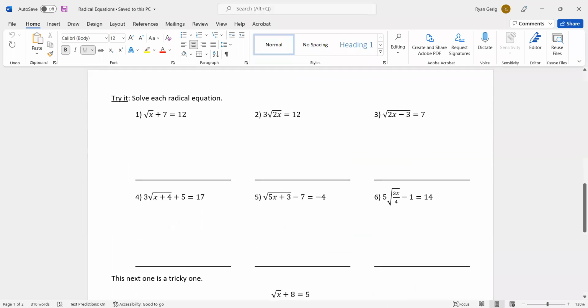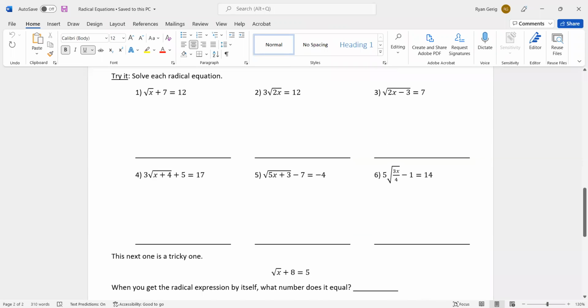So I got 6 here to try. Get the radical expression by itself. The radical expression is radical x. I need to move the 7. So the square root of x equals 5. I am not done. I got to get rid of the radical now. Square both sides. I get just x equals 25.